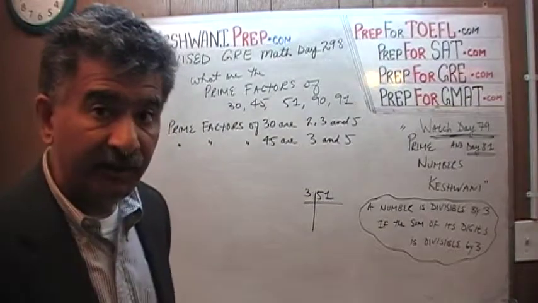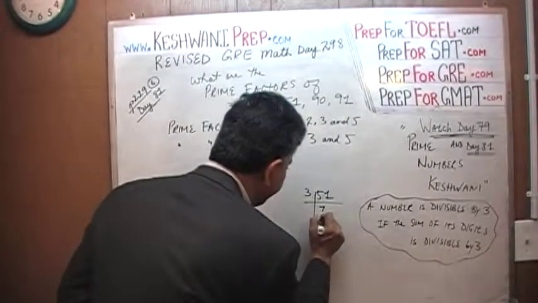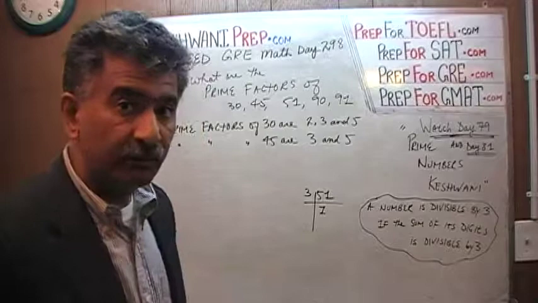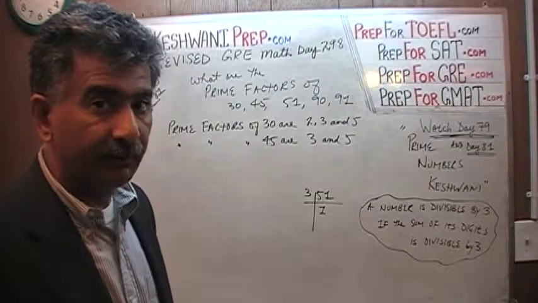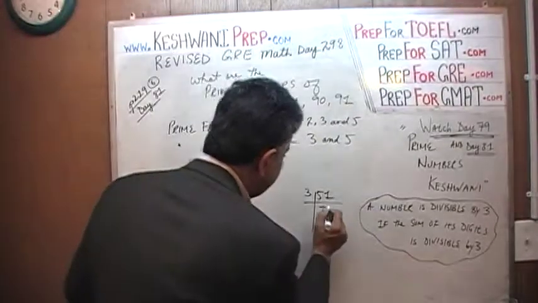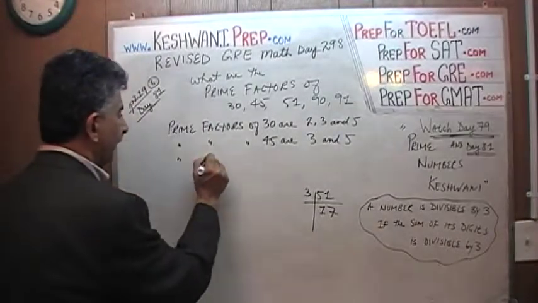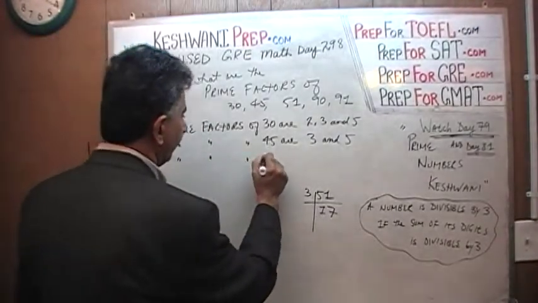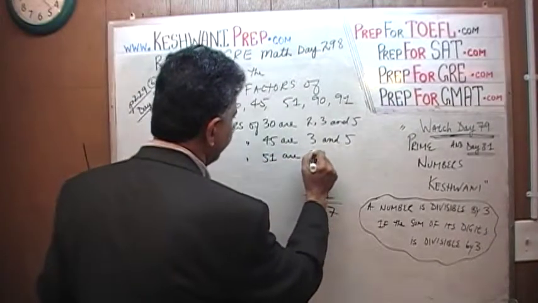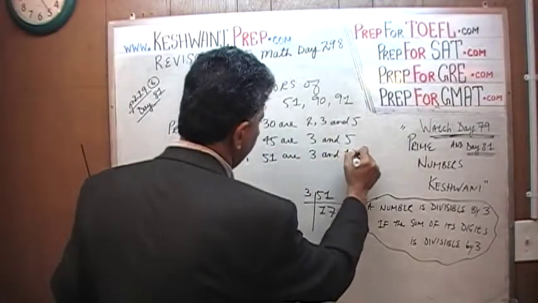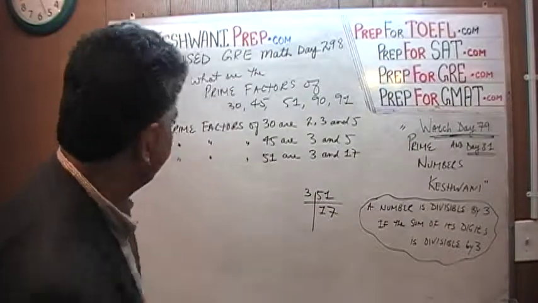How many 3s in a 5? 5 has 1 3. The remaining 2 goes and joins the 1, becomes 21. How many 3s in a 21? 21 has 7 3s. That's it, 3 times 17. So therefore, the prime factors of 51 are 3 and 17. Let's go to the next one.